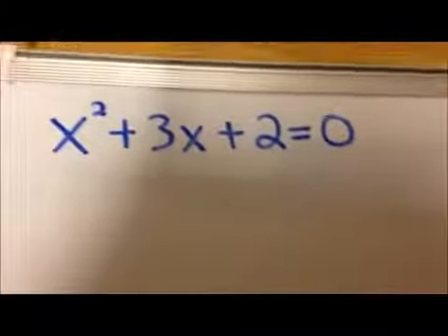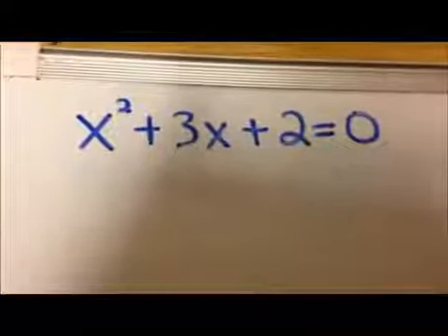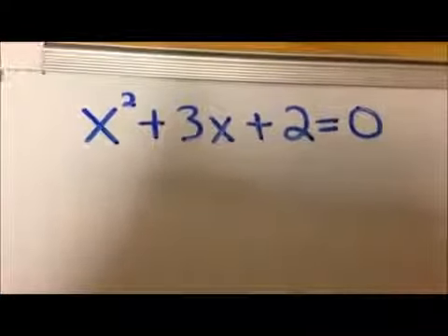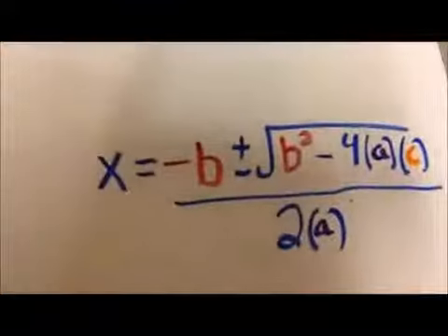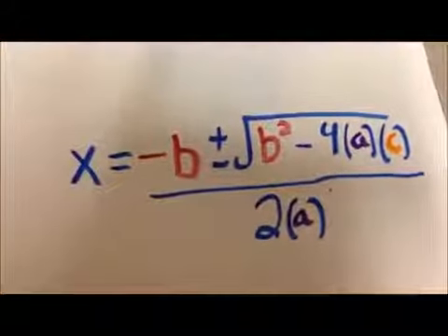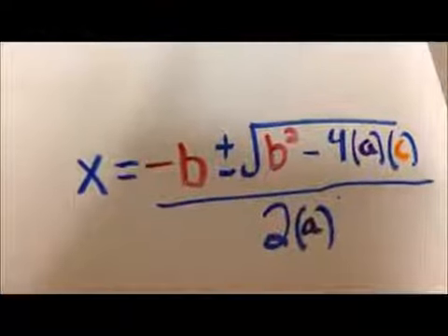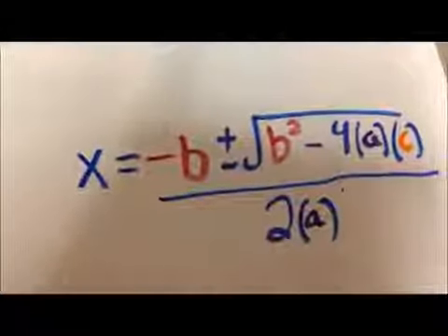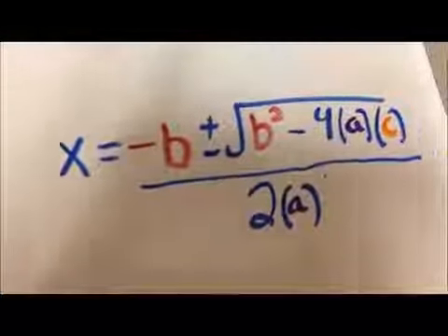Okay, today we are going to solve this quadratic equation. You can tell it's a quadratic equation because it has three terms and the first term is squared. We are going to solve this by using the quadratic formula, which is x equals negative b plus or minus the square root of b squared minus 4ac all over 2a.